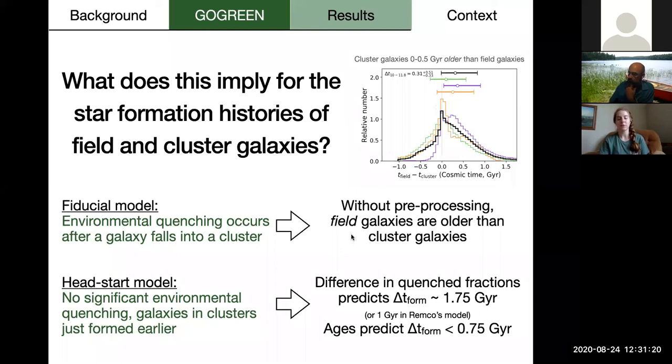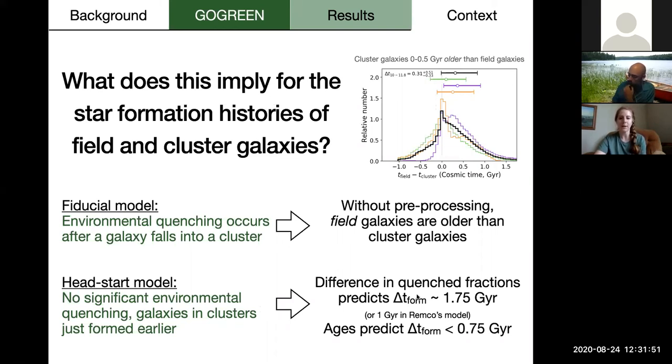And that is a consequence of the fact that your mass quenching happens at earlier times, where you're continuously adding to your population of quiescent cluster galaxies. So as an alternative, you can consider this Head Start model, where instead of having the second mode of quenching related to the environment, you can consider just the fact that galaxies that end up in clusters simply formed earlier and hence are older overall.